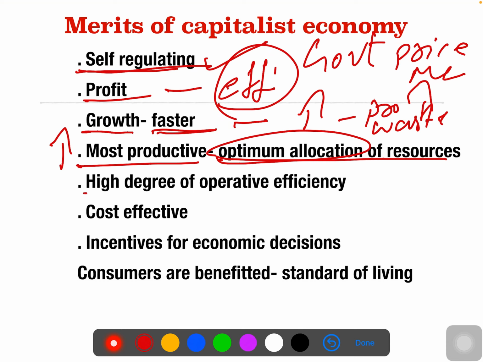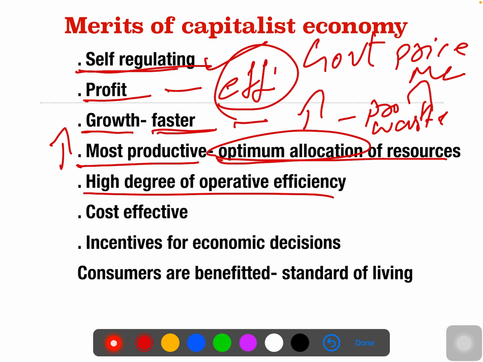And the next one, high degree of operative efficiency. High degree of operative efficiency is quite possible in the capitalist economy, where efficiency of the production, allocation, everything will be at a high degree. There is no compromising in it.